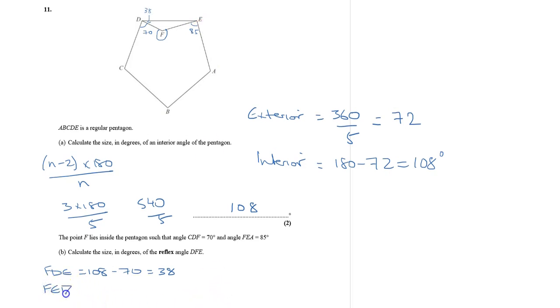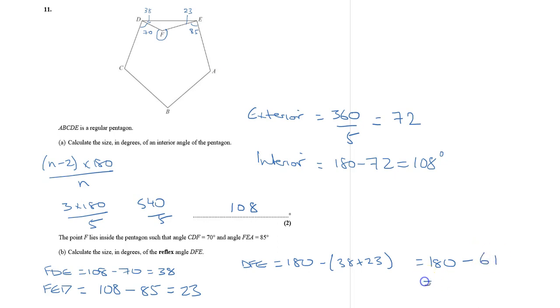FED is going to be equal to 108 minus the 85, which in this case is 23. So that's this angle here. So that's 23. Now, if those are 38 and 23, we can work out this angle here, so DFE. So DFE is 180 minus 38 plus 23. So that's 180 minus 61, which is 119. So that's this angle here.